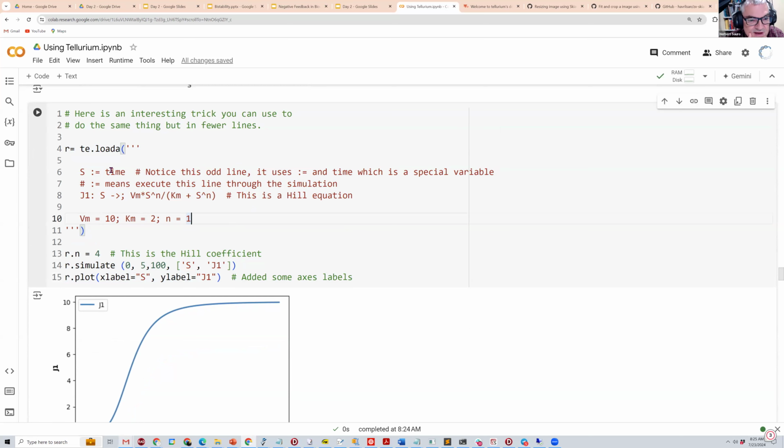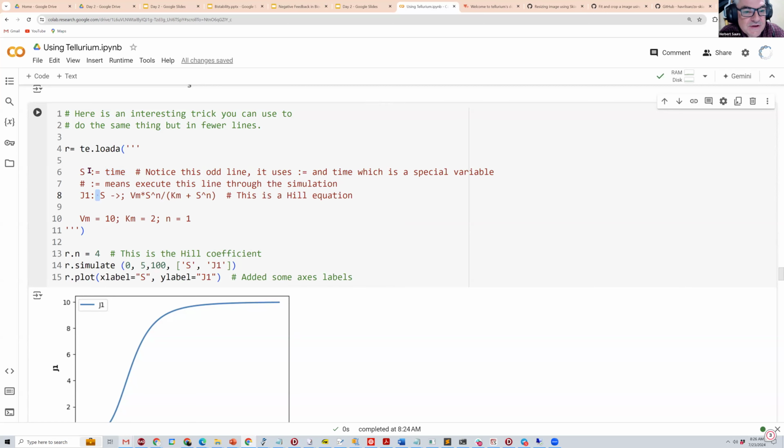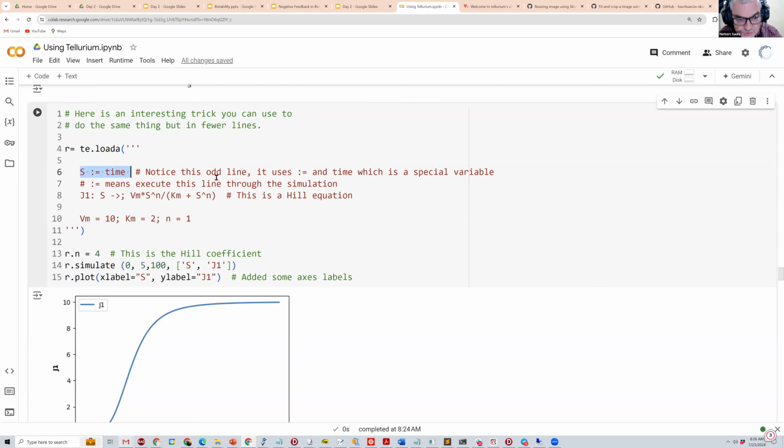So what I'm doing here is I have time. This is a variable that's given to us for free by Tellurium. And I'm going to assign S, the substrate level, to time. Now that sounds a bit odd, but I'm going to interpret this time as a substrate concentration, not time, simply because time moves forward, just like the x-axis moves forward. Now this colon equals is very important. That means that this line here, line 6, gets executed all the time during the simulation. So during the simulation, S will get updated all the time.